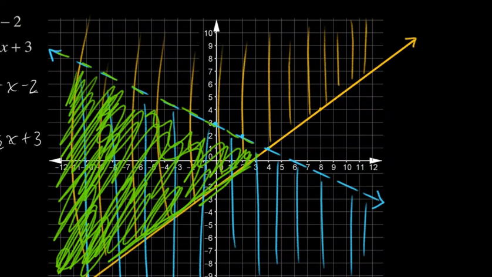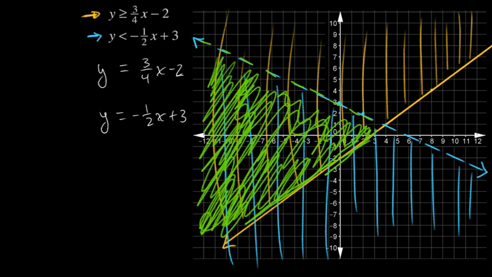Interestingly, if I was going to solve this as a system of equations, I believe the solution is x is 4 and y is 1. If I put 4 there, that would be 3 minus 2 is 1. And if I put 4 there, that would be -2 plus 3 is 1. So 4, 1 is a solution to the system of equations, but that point is not a solution to the system of inequalities, because although it is on the orange line, it's not on the blue line.